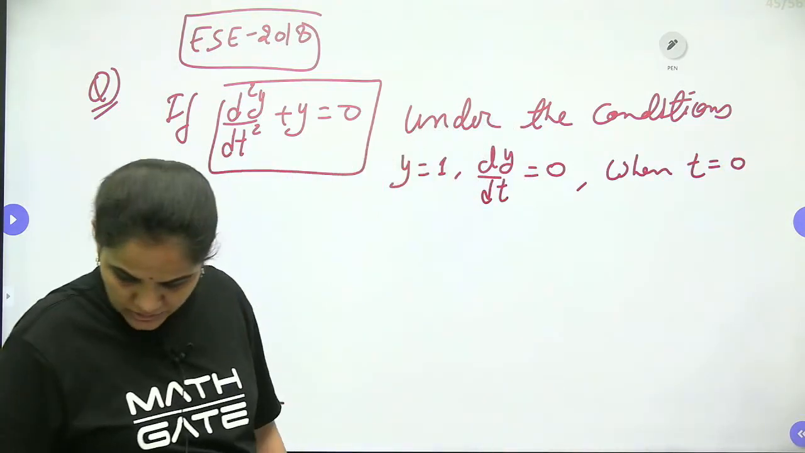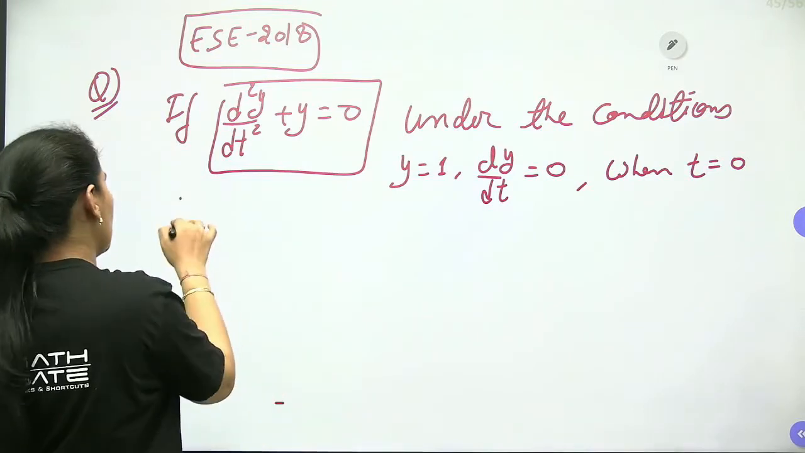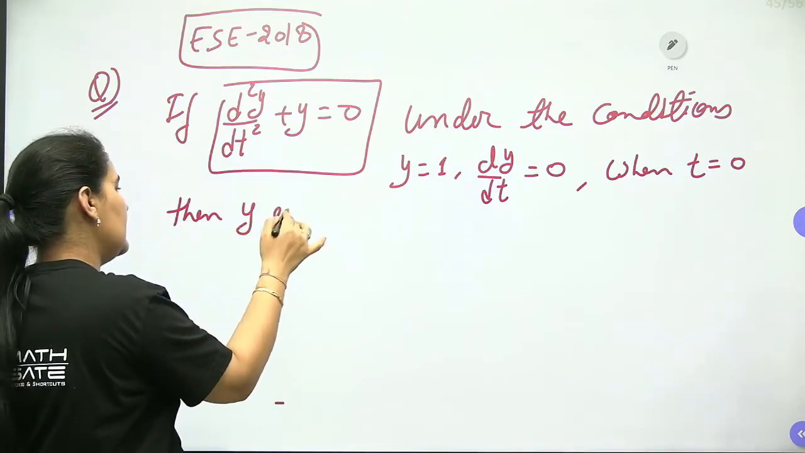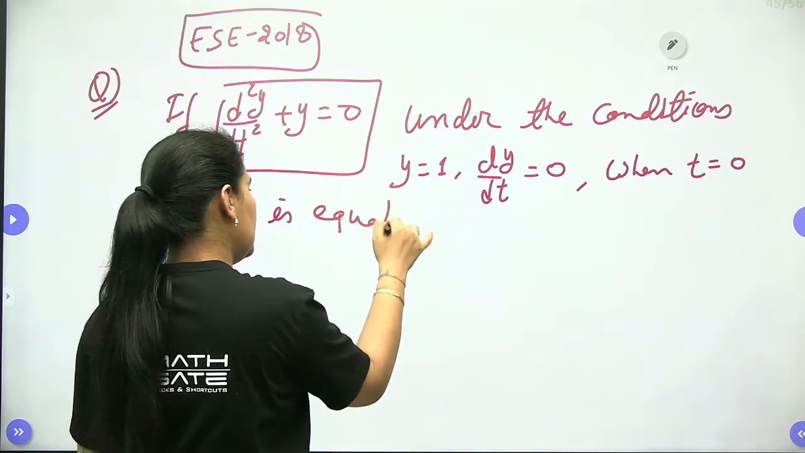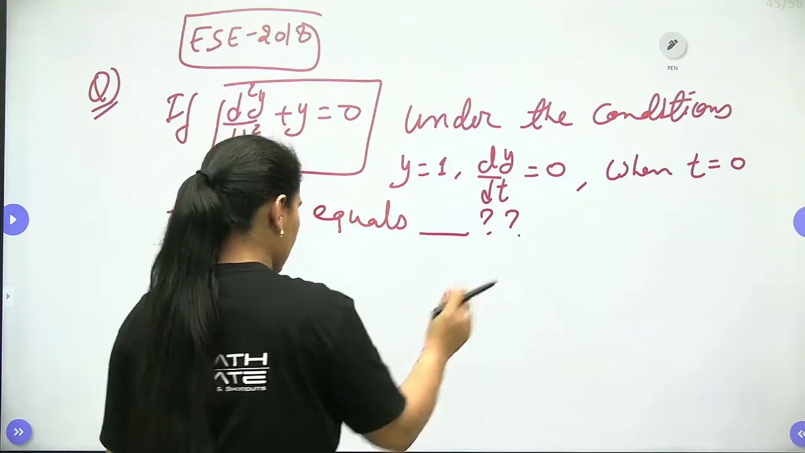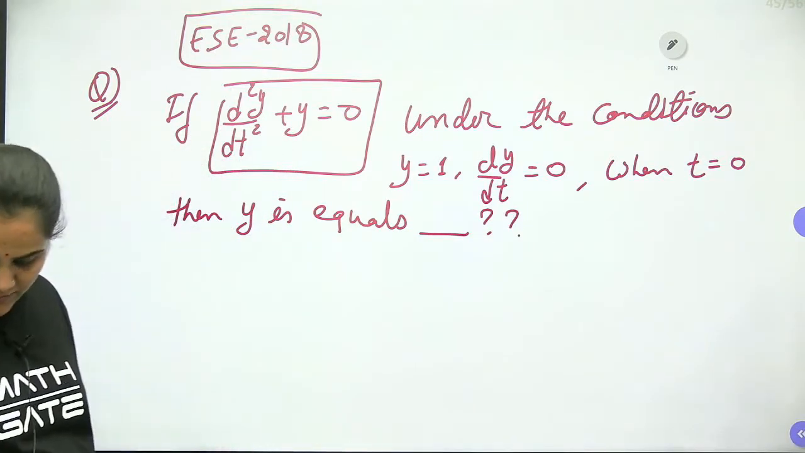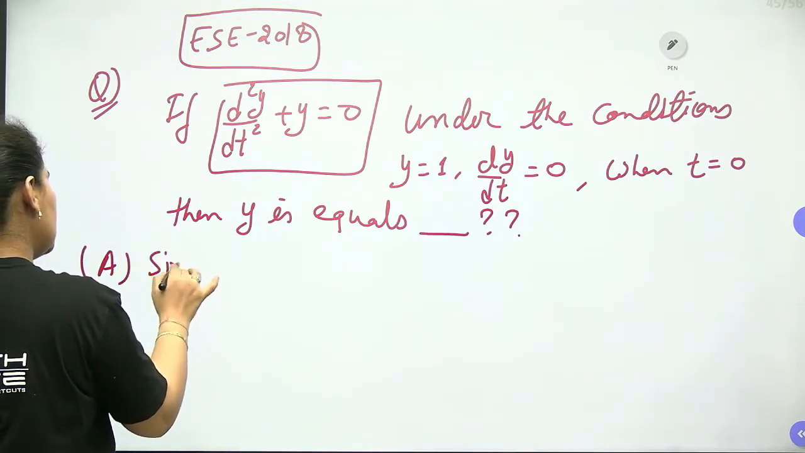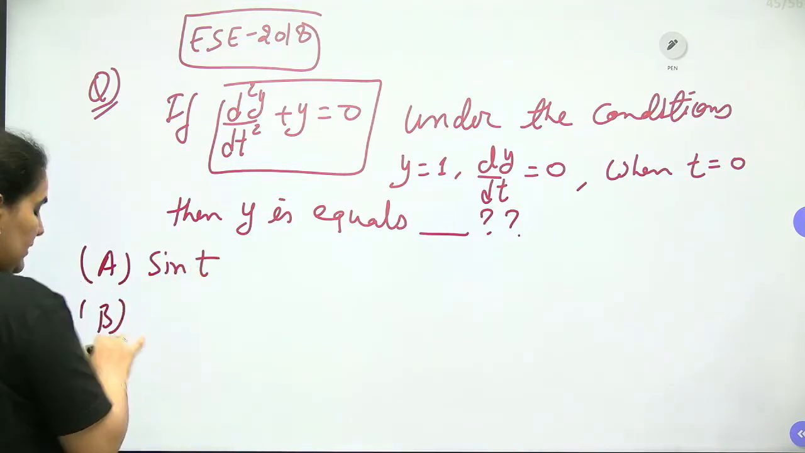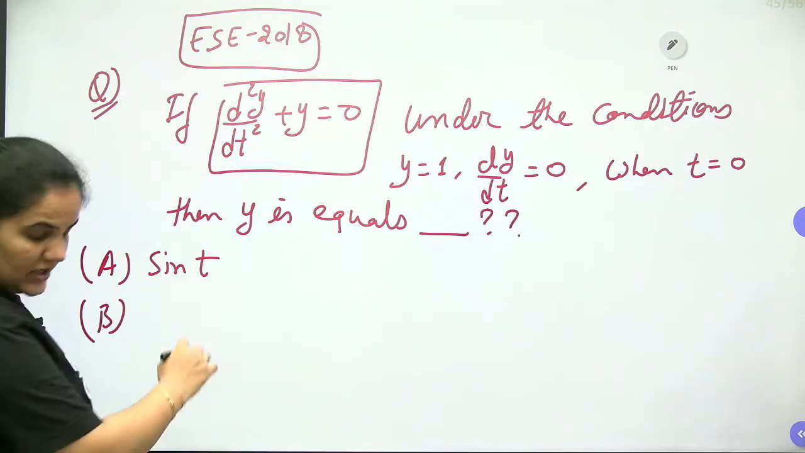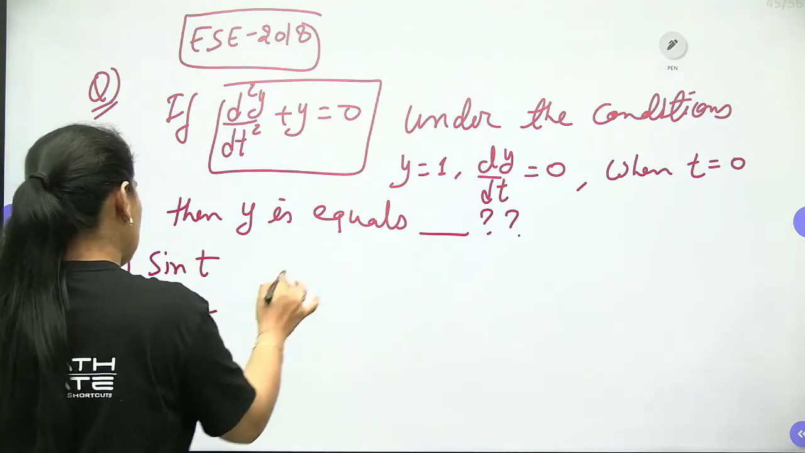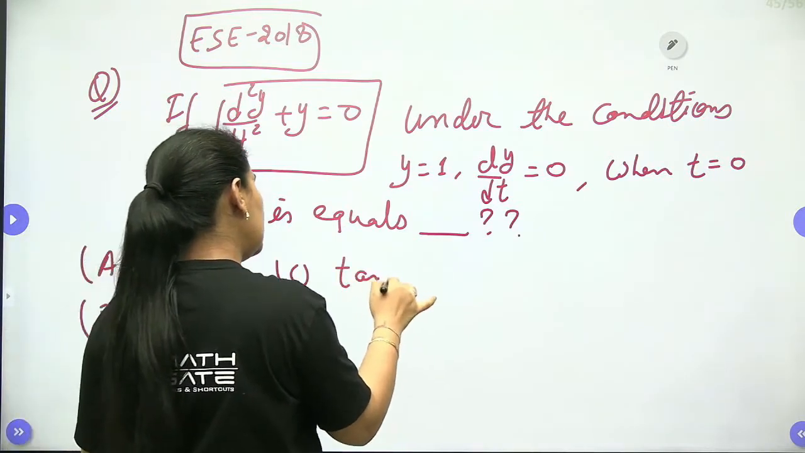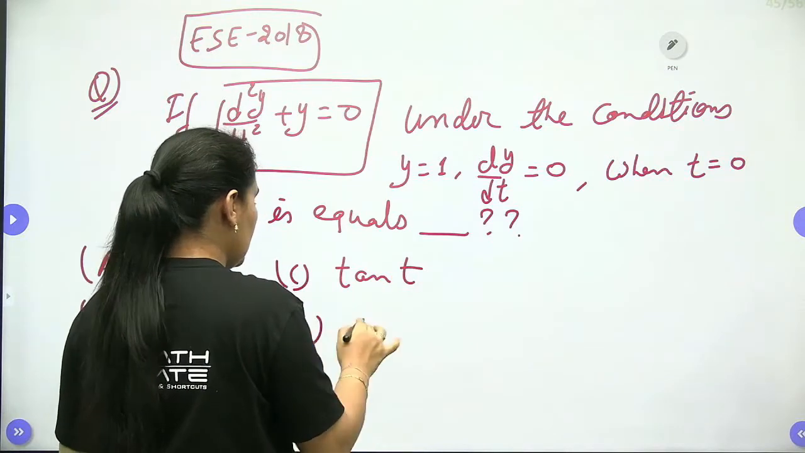Okay, when t is equal to 0, then y is equal to what? We have to find the value of y. It means we have to find the solution only. We do have options here. The first is sin t, the second is cos t, the third is tan t, and the last is cot of t.